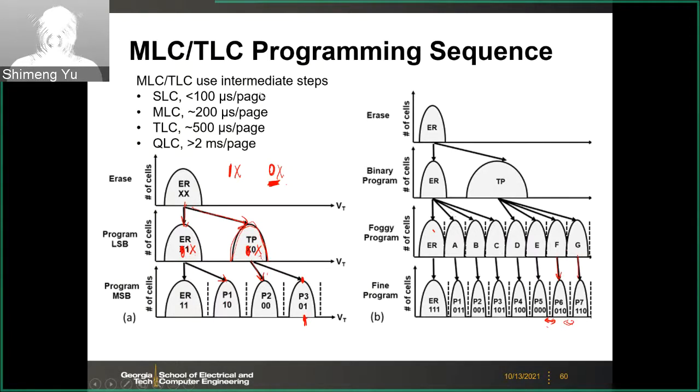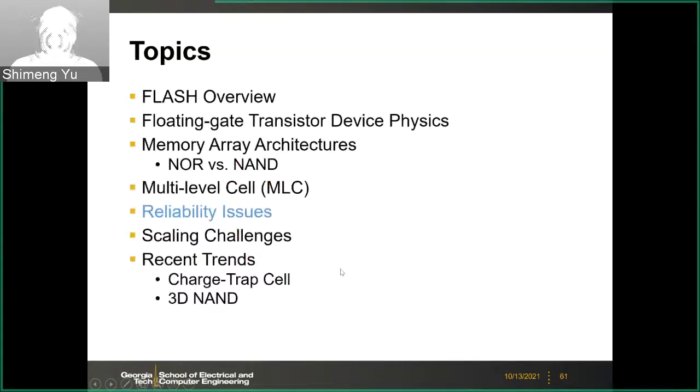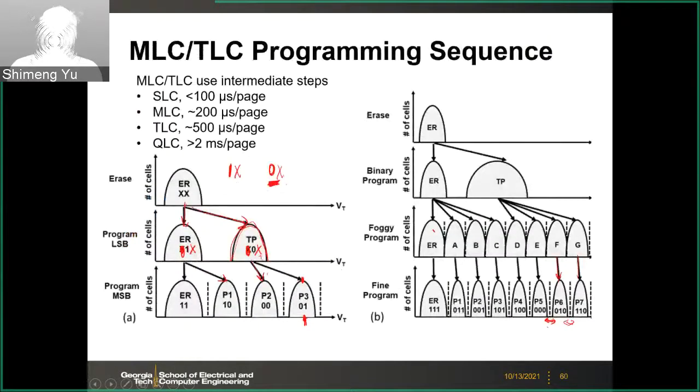Because in the MLC and TLC, you cannot arbitrarily move those levels. For example, here you have A, B, C, D, E, F, G. So somehow you overprogram to F, and you cannot bring it back to E. This is not possible. You have to erase everything if you want to restart. So you cannot jump arbitrarily between the levels. There is some order for the programming to follow.